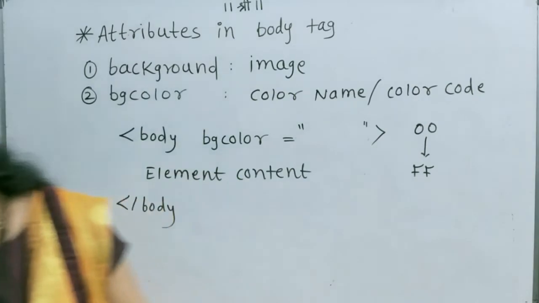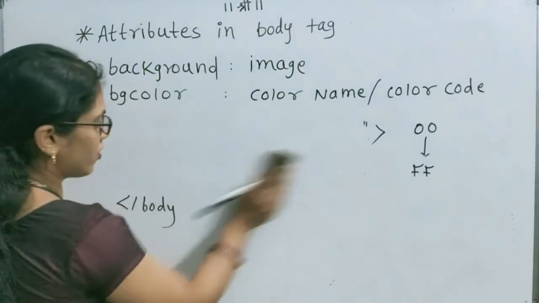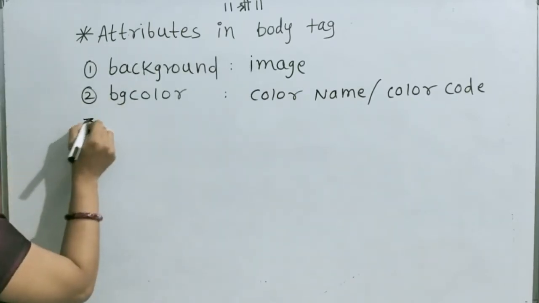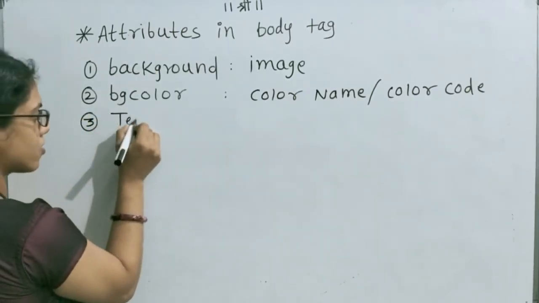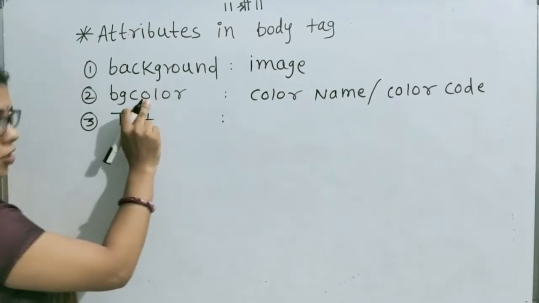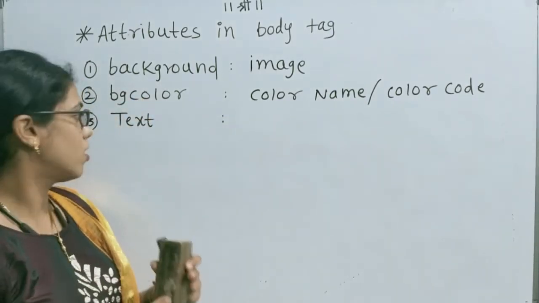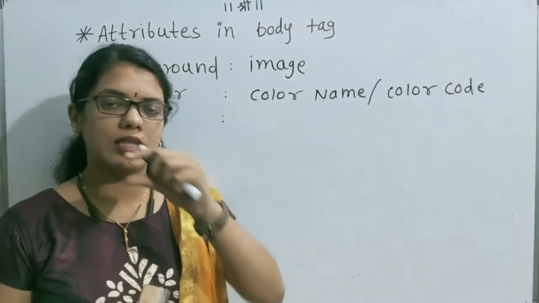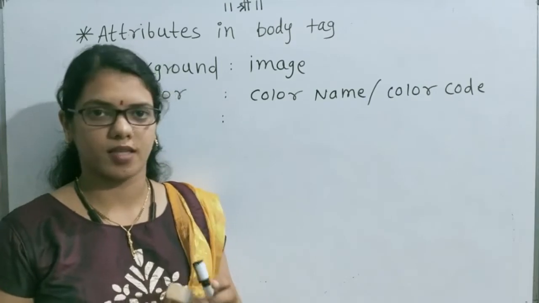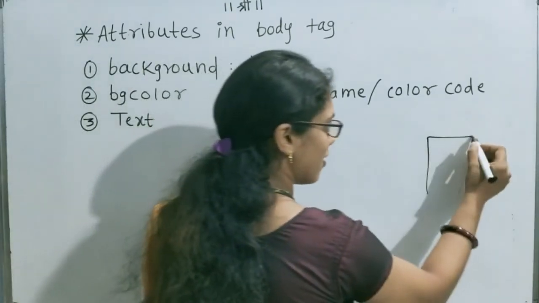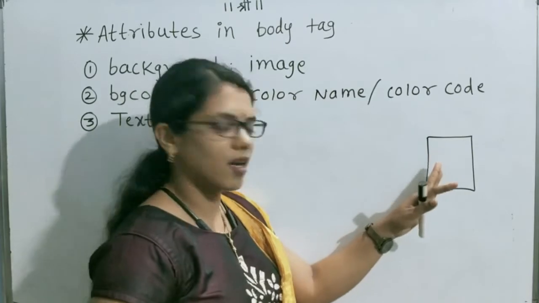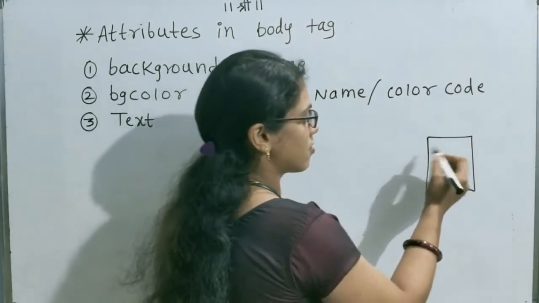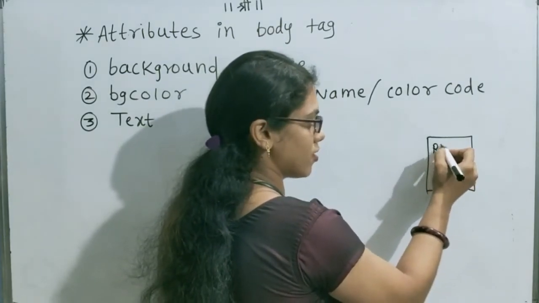Okay, now we are starting with the third attribute. The third attribute of the body tag is text. Simply, BG color applies color to the background, so the text attribute applies the color only to the text displayed in the website. For example, this is our website. Currently, the background color of this web page is white. Now, text, suppose our class name Real Vision Tutorials, RV.